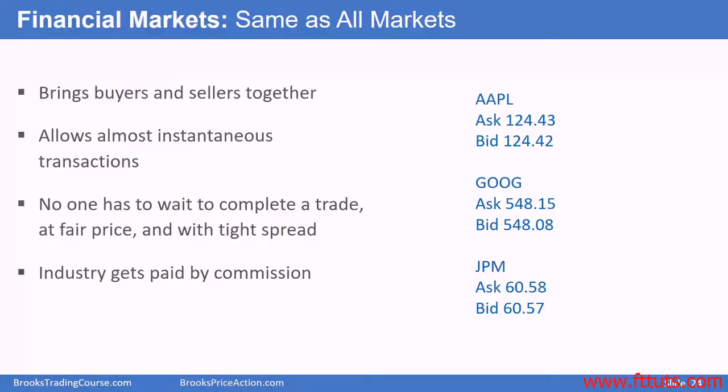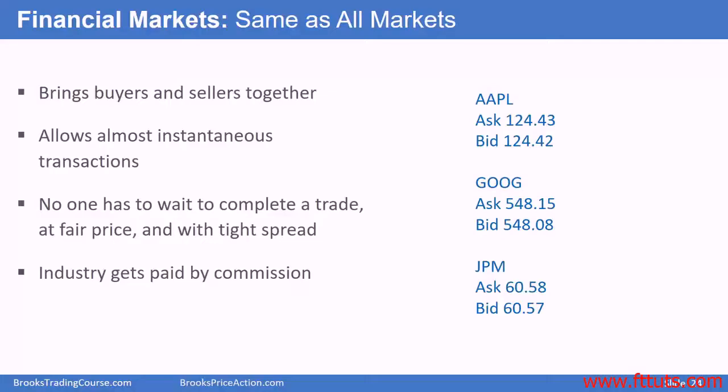You do not have to wait to complete a trade at a fair price. You know that when you trade, you're buying at the exact appropriate price at that instant, and there's a very tight spread between the bid and the ask. So for example, if I wanted to buy Google, the ask is $548.15. I'm going to pay $548.15. If I want to sell Google, it might be $548.08, and that's not a very big spread. Here in JP Morgan, the spread might be just a penny. It's a much cheaper stock, a 1 penny spread.